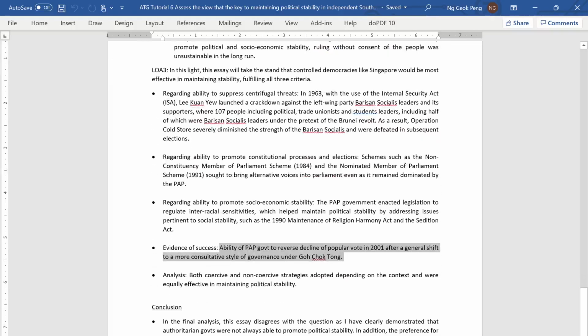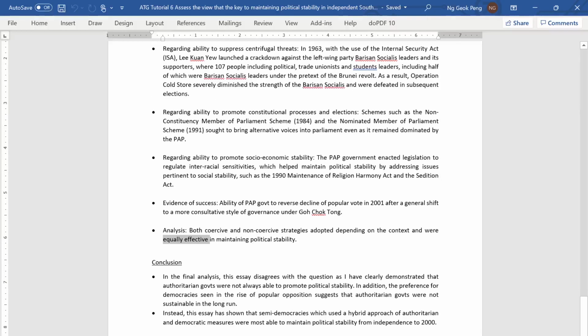So the analysis was that both coercive and non-coercive strategies were adopted. Singapore was very adaptable, very flexible, and agile, also very pragmatic, in using a mixture of both the carrot and the stick approach, coercive and non-coercive, depending on the context. Because they were so pragmatic and so clever to choose the correct strategy to address different challenges, Singapore was effective in using both coercive and non-coercive approaches to maintain political stability.